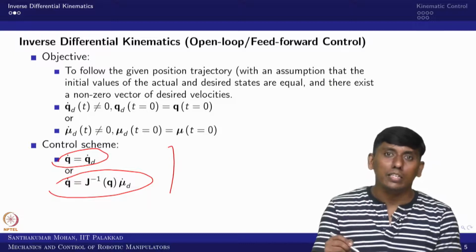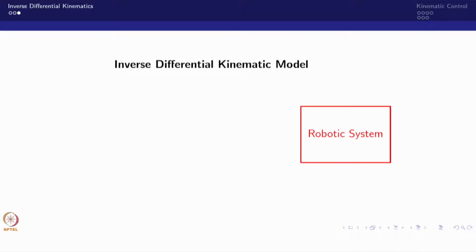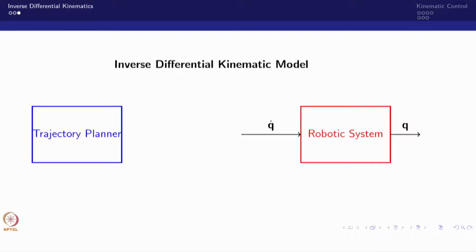This we have seen already in the regular lecture. Here we will see it in a block diagram. The robotic system, at the kinematic level, gives q as output, and the input is q dot. That is what we assume. For inverse differential kinematics there would be a trajectory planner. We assume it gives the end effector position and trajectory. It would give mu desired dot and mu desired. These two are available from the trajectory planner, but you need q dot.